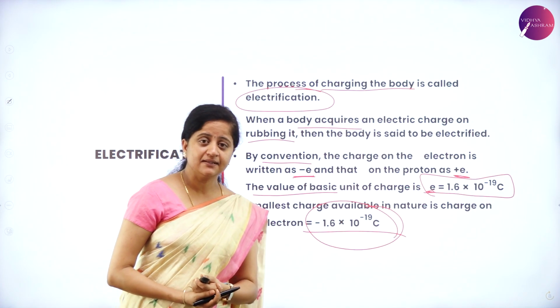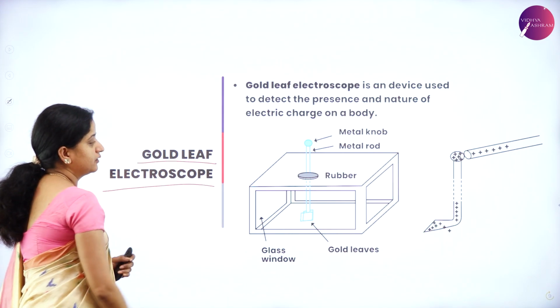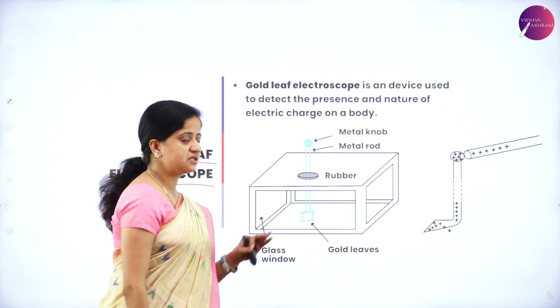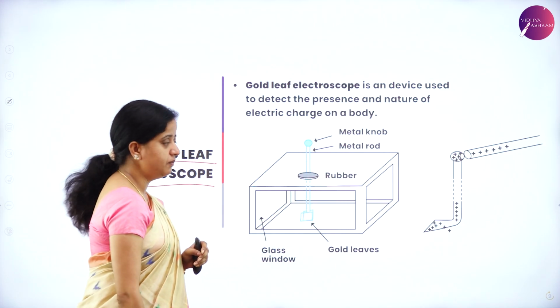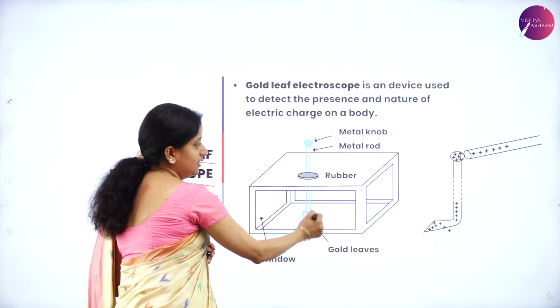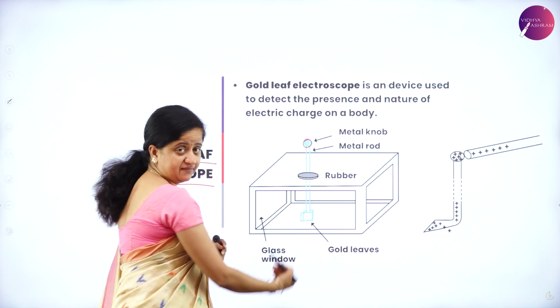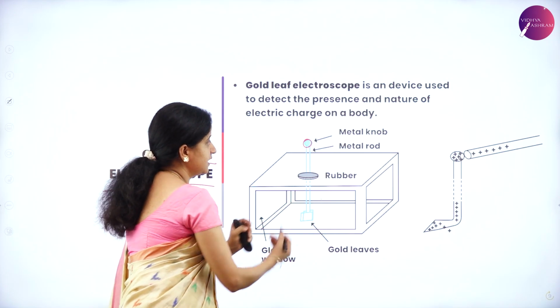Now, how to detect this electric charge? That is with the help of a gold leaf electroscope. So this is the apparatus, a gold leaf electroscope, where we have a glass chamber and a metal rod which is fixed with a metal knob, and here we have used two gold leaves. You can see here two gold leaves are used.